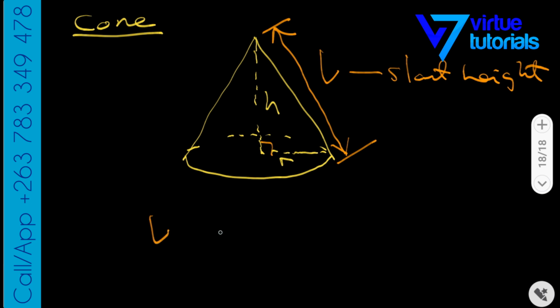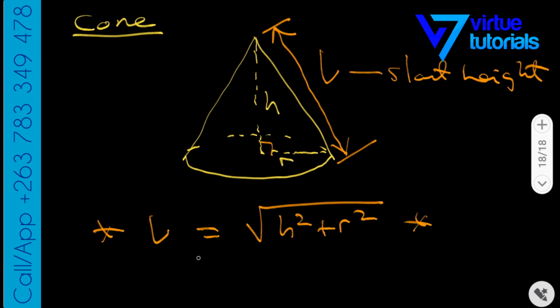The slant height is given by the square root of h squared plus r squared, where h is the perpendicular height and r is the radius. So this is how you calculate the length of the slant height. If you're not given the length of the slant height in a question, just use this simple formula to find it.